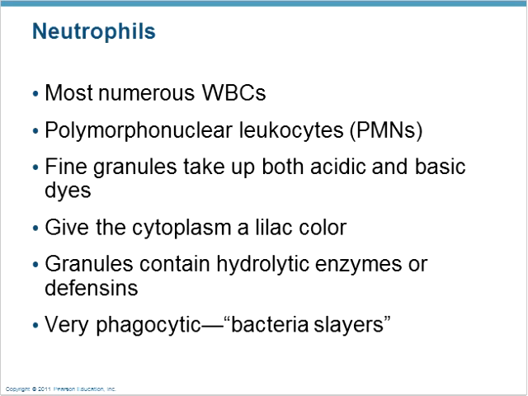The neutrophils are the most numerous of the white blood cells. They have what are called polymorphonuclear nuclei. That means the nuclei are not just round. They can be multi-lobed or U-shaped or horseshoe-shaped, and so they're called polymorphonuclear leukocytes, or PMNs. They have fine granules that take up both acidic and basic dyes, and it gives the cytoplasm a lilac color, kind of a cross between blue and pink. The granules contain hydrolytic enzymes or defensins, and they're very phagocytic. They are bacteria slayers.